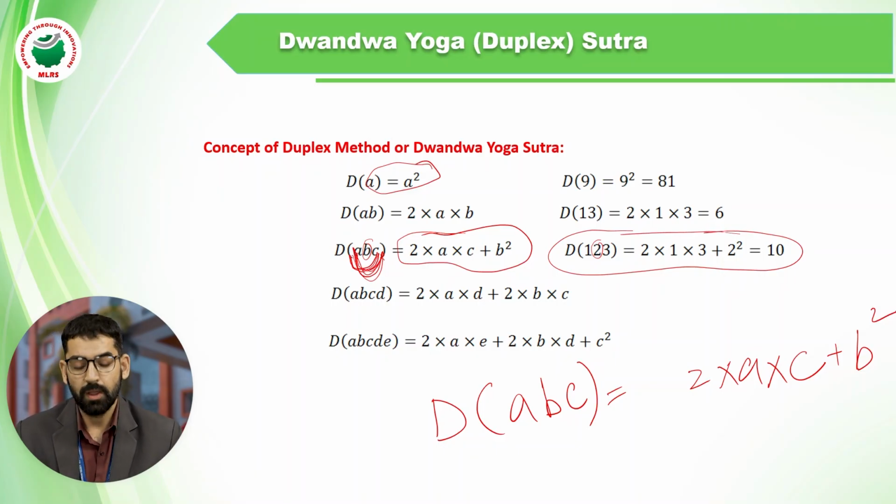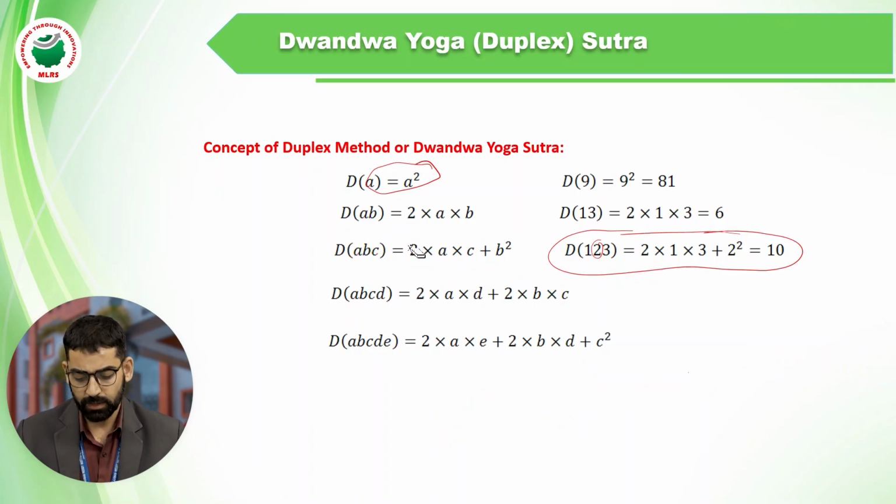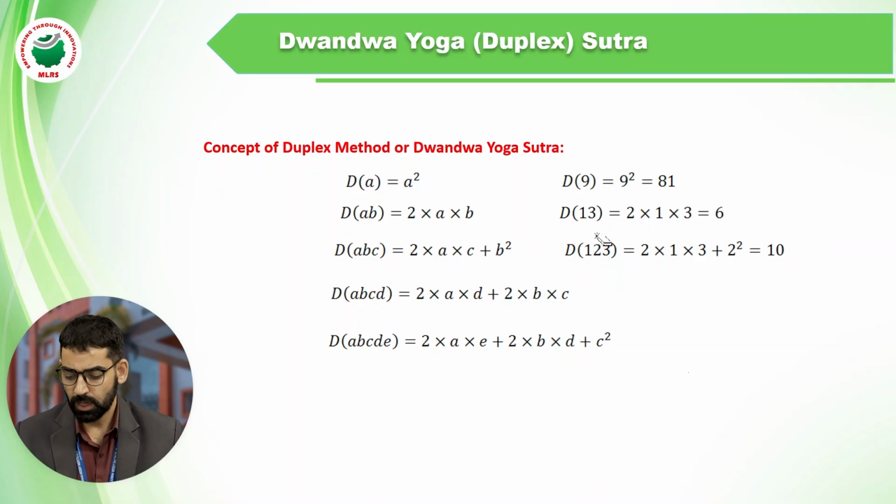So far we have calculated the duplex of a single digit number, a 2-digit number, and a 3-digit number. Now in this way we can calculate the duplex of a 4-digit number as well as a 5-digit number, and so on and so forth. Here we have a 4-digit number, that is ABCD.